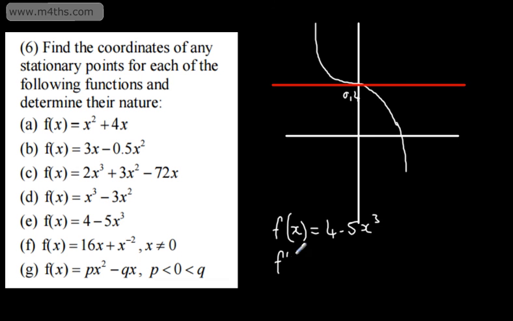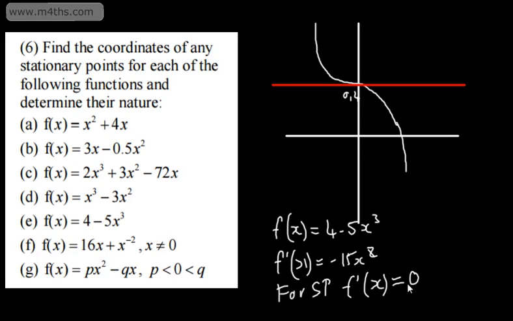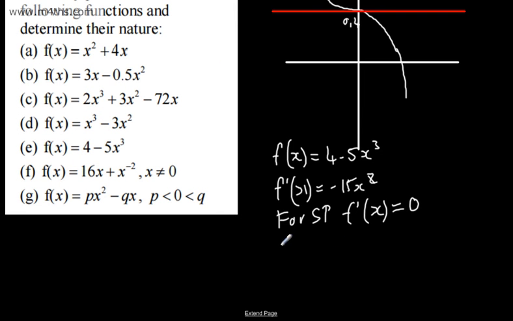So f dashed of x will be equal to 0 minus 15x squared. For the stationary point, f dashed of x will be equal to 0. Therefore, we can see now that negative 15x squared is equal to 0, and we can see that x is going to be 0.